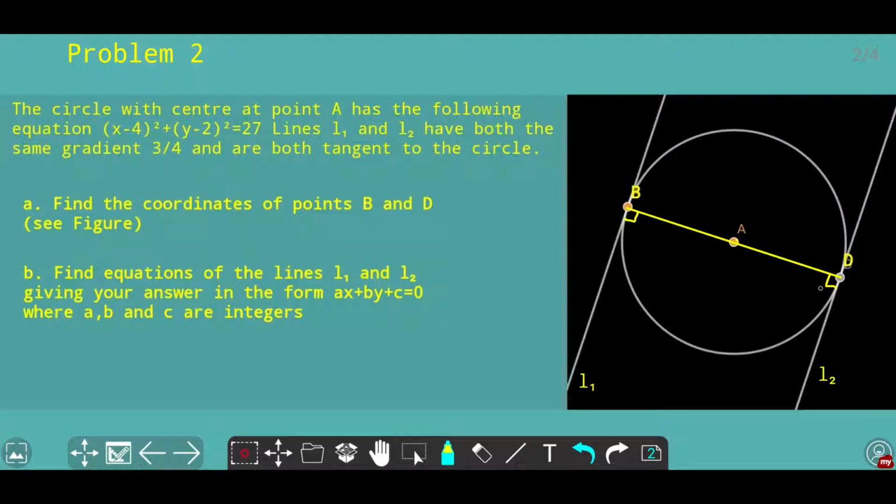The second idea, okay? Because we know that this segment BD contains point A, we know one point, right? And we also know that the gradient of lines L1 and L2 is 3 over 4, so we can conclude that the gradient of line BD is the reciprocal with a negative sign. So we know the gradient, and we know point A, with coordinates that you can get from the equation. That's why we know the equation of this line, okay?